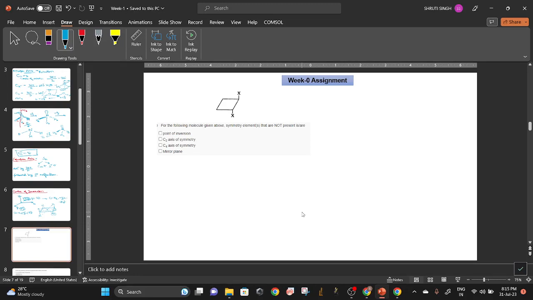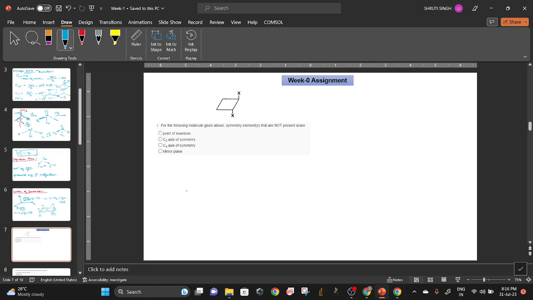So I'm discussing the week 0 assignment first. So the first question was, this molecule, as I showed in the example, a planar molecule with two substituents, one up and one down on the 1,2 position. So for the molecule given above, which symmetry elements are not present? So now I'll have to draw this.